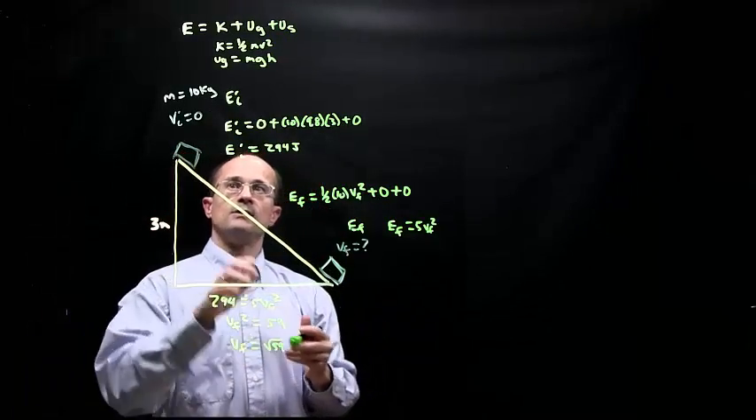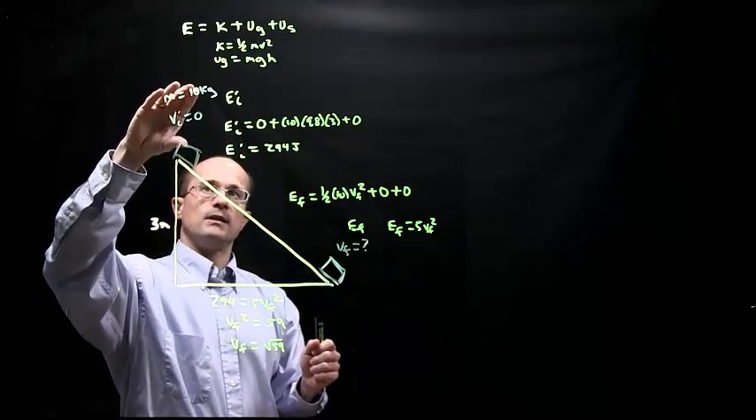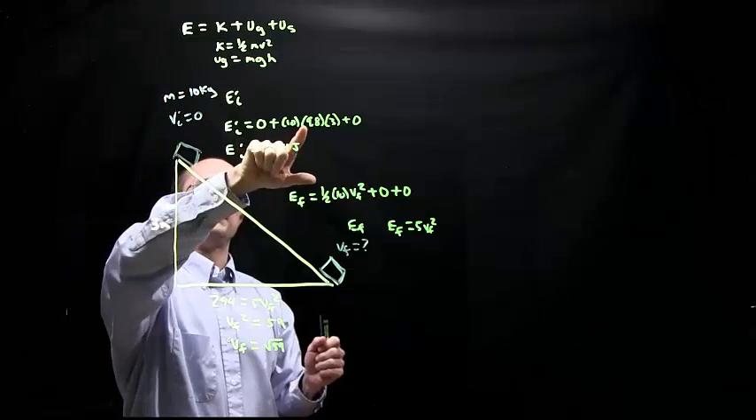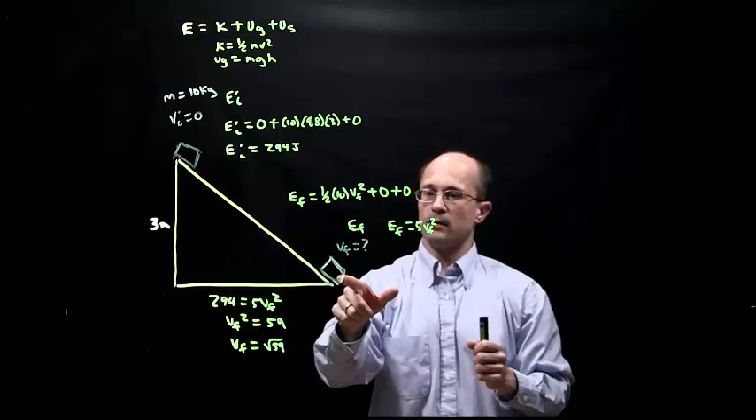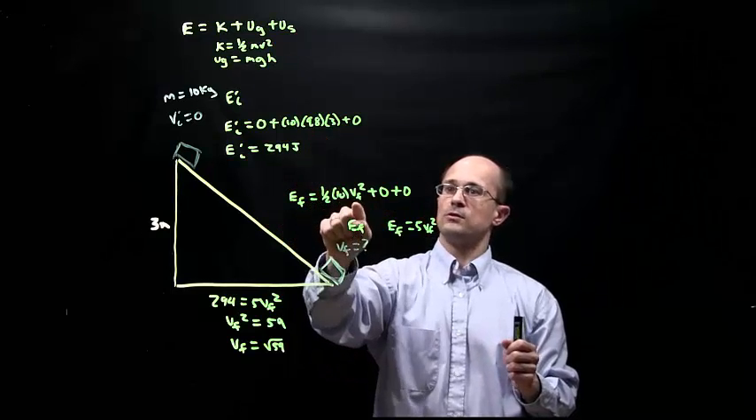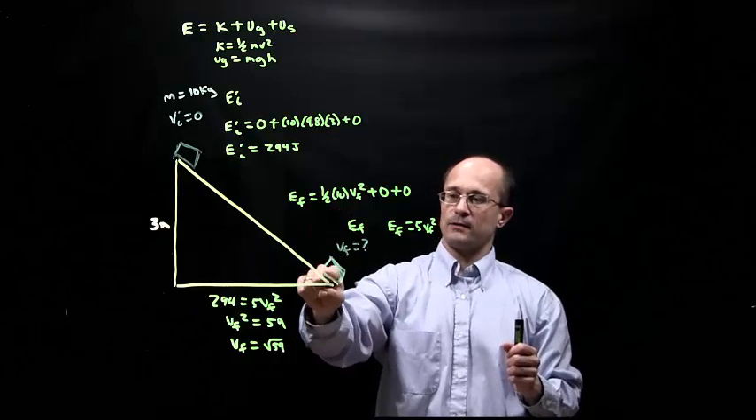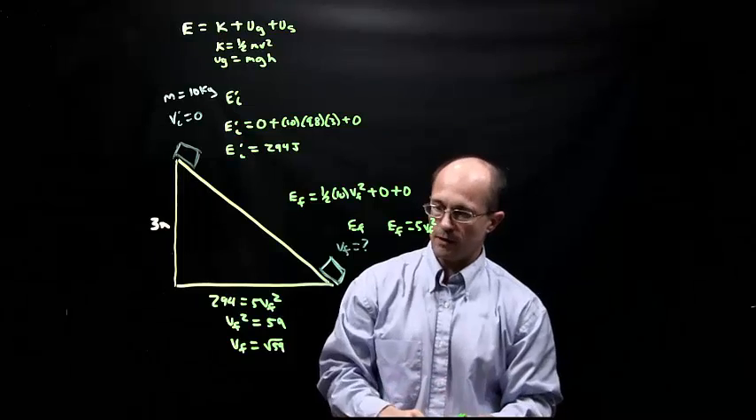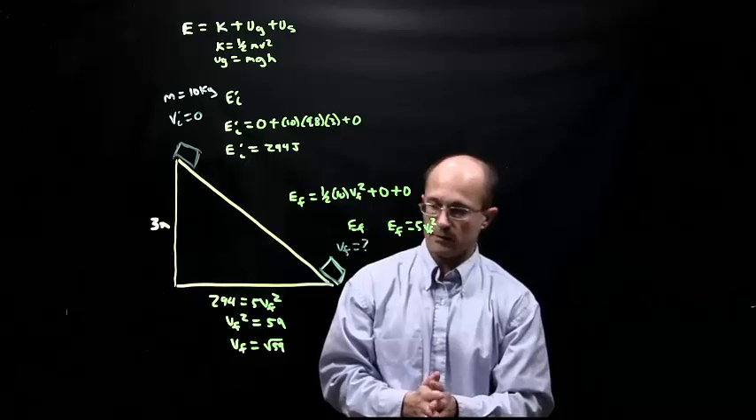So we can see that using energy conservation, we had some initial energy that was all potential at the top of the hill. When the box goes to the bottom of the hill, our energy converted from potential to kinetic, and our object had this kinetic energy at the bottom of the hill because it was now moving with some speed, which was about the square root of 59.